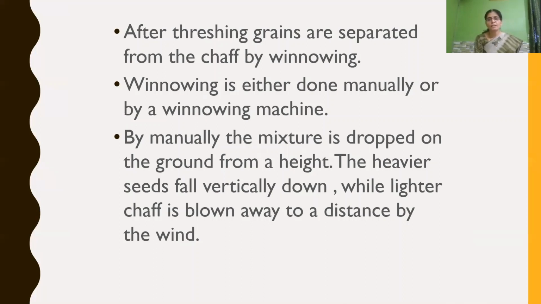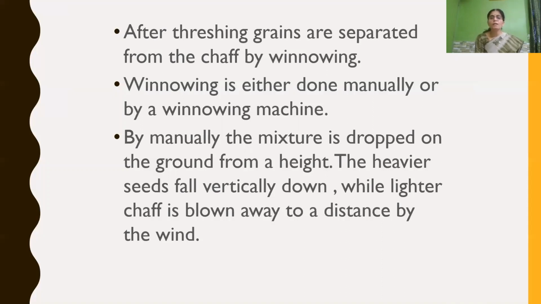and threshing are entirely different. Threshing is the separation of grains from the cut crops. Then after threshing, winnowing is done. In winnowing, grains are separated from the chaff. Winnowing is done manually or by a winnowing machine.